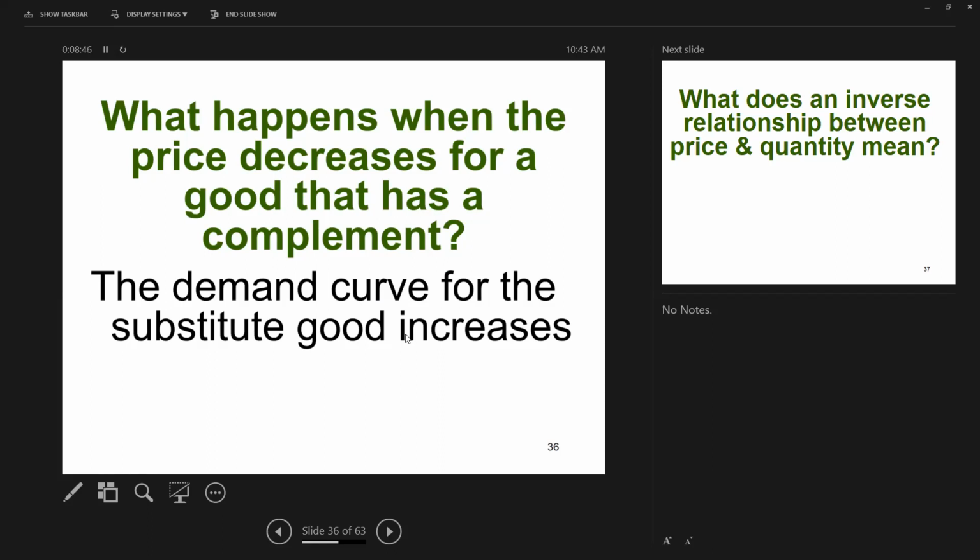So there's an inverse relationship between the price of a good, in this case computers. The price of computers went down. The demand for its complement, printers, is going to go up. They're going to move in opposite directions. So if a good is a complementary good, peanut butter and jelly, price of peanut butter goes up, the demand for jelly is going to go down.